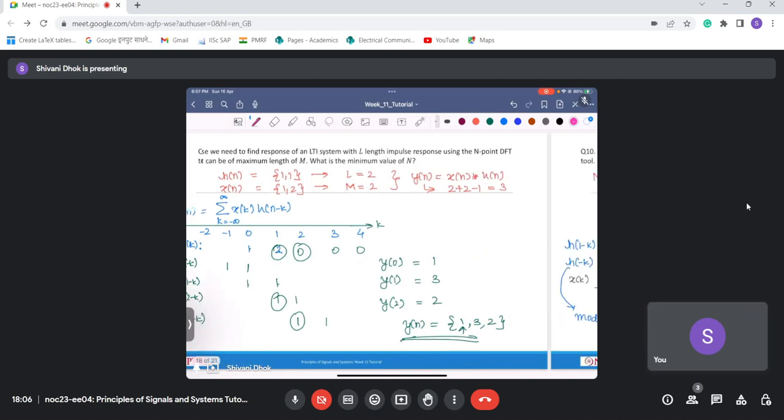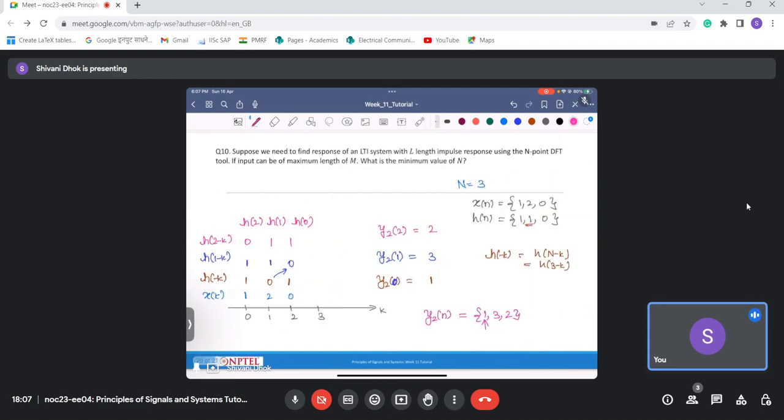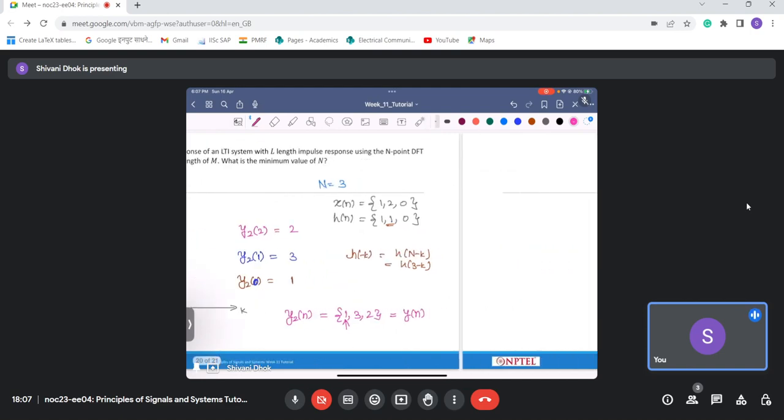So if I set the value of N as L plus M minus 1, then I am able to get the same thing. So this is equal to my y[n]. I hope this is fine, and this was the last question that I had planned to cover today.